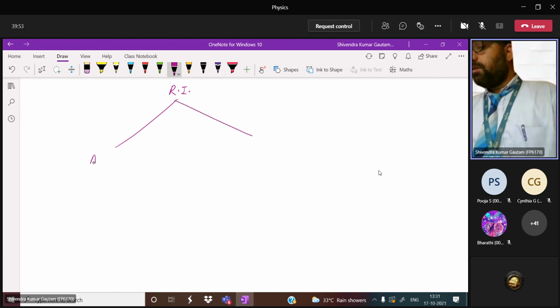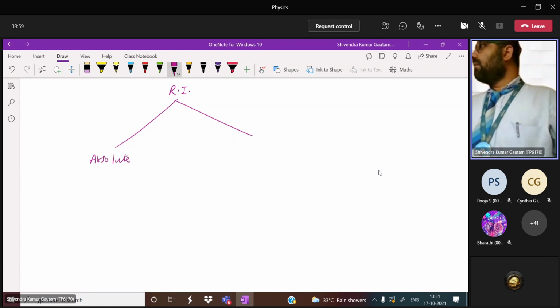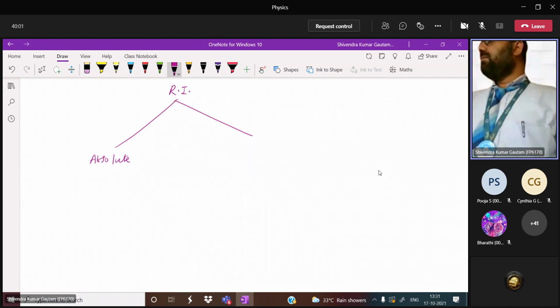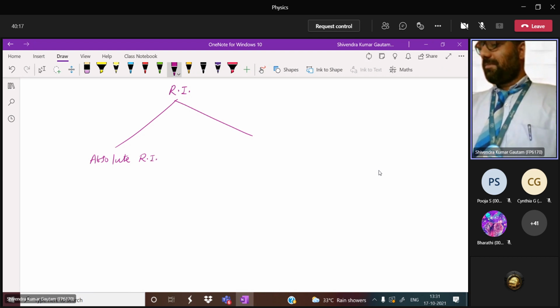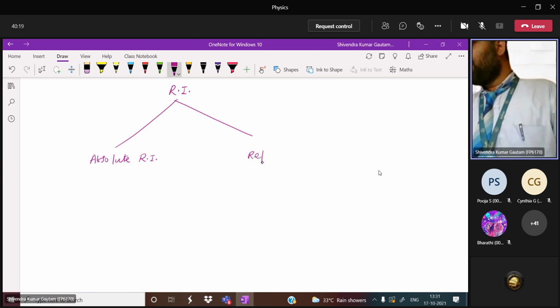One is absolute refractive index. And one is relative refractive index.